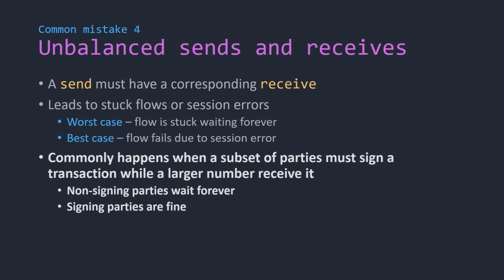So those were kind of basic examples. Realistically, though, this can happen in flows. So this could happen when you are trying to sign and record a transaction where only a subset of parties need to sign that transaction. So any non-signing parties would end up waiting forever because they are missing a receive in the order of the code. All the signing parties, however, work fine as all their calls sync up correctly.